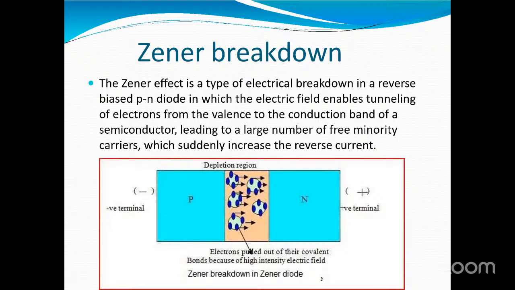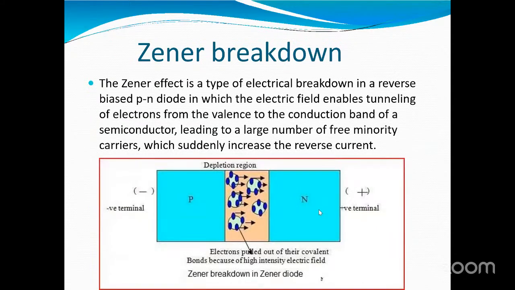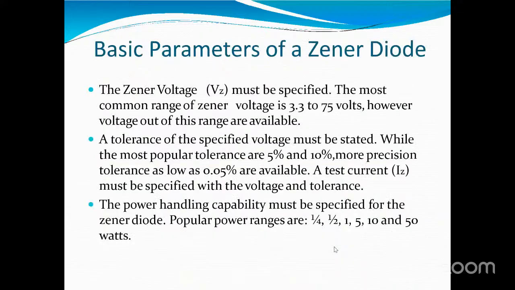Minority in N-type is positive holes. Minority in P-type is negative electrons. Due to this, the reverse current suddenly increases. Electrons are pulled out of their covalent bonds because of the high intensity of the electric field.